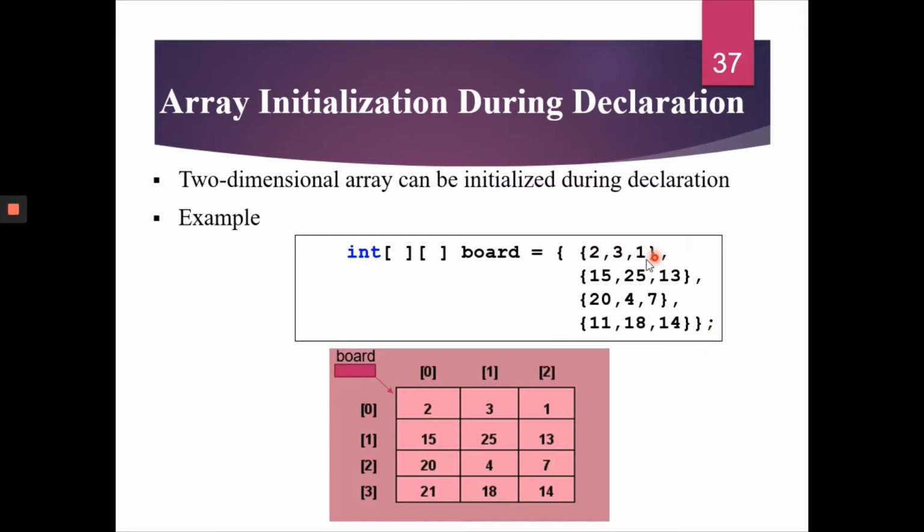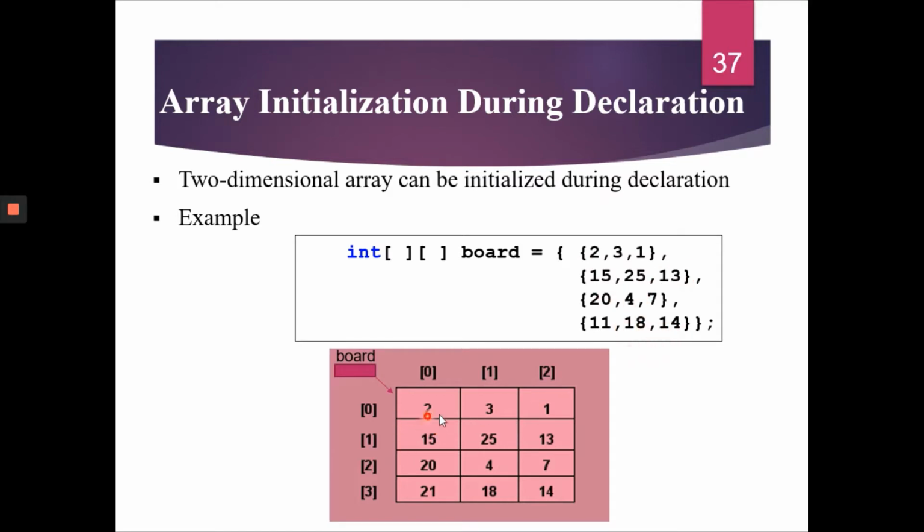For each row, you have to put the values within another pair of curly braces, and the values should be separated with commas. This is for the first row: you have 2, 3 and 1. The second row you have 15, 25 and 13. The third row you have 20, 4 and 7. And the last row you have 11, 18 and 14. So finally you will have 4 rows of values, and the column is 3. If you notice, each of these rows has 3 elements.